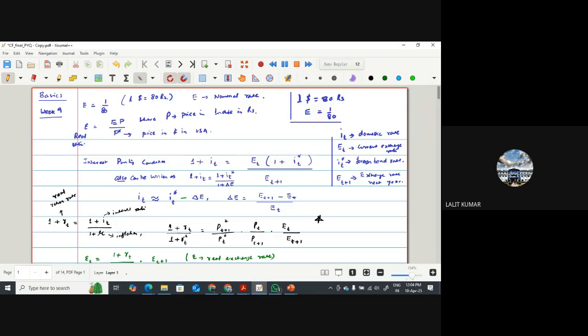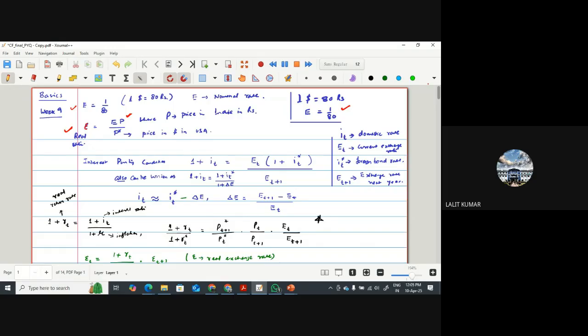There are certain important formulas from week 9. The first formula is real exchange rate. The real exchange rate is denoted by this small epsilon, and this is equal to E into P divided by P star. E is your exchange rate in this convention, P is the domestic price, for example the price in India, and P star is the price in a foreign country, in this case in dollars in USA. By using this formula, we can come to know the real exchange rate.